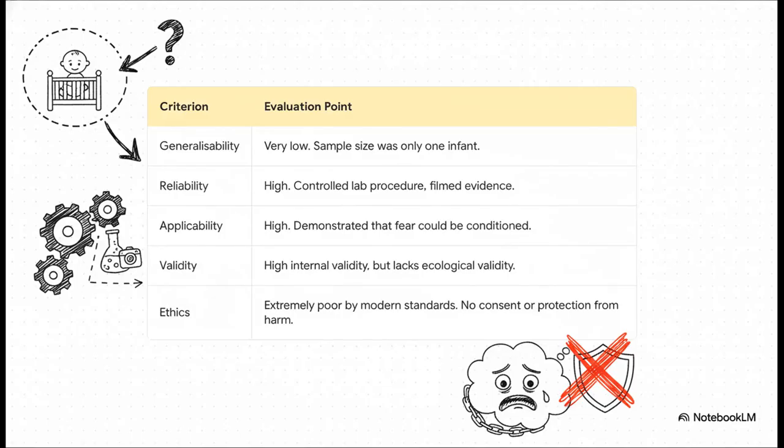Now, if you really want to nail that top-tier AO3, let's quickly apply the GRAVE framework to the Little Albert study. Generalizability: so low. It was just one baby. You can't apply that to everyone. Reliability and applicability are high, for sure. But the ethics, wow, just appalling by today's standards. No consent, no protection from harm. They literally taught a child to be fearful and then just sent him on his way. That's a massive evaluation point you need to know.